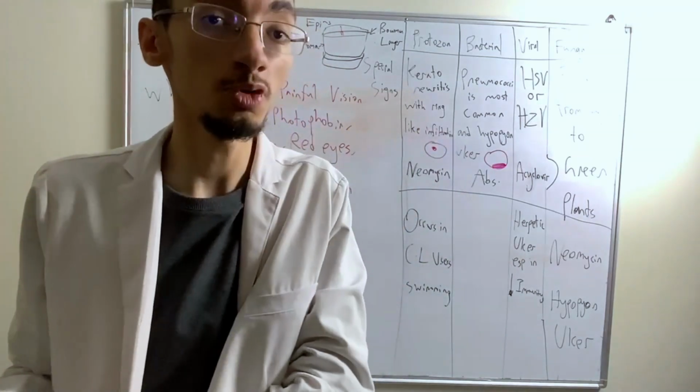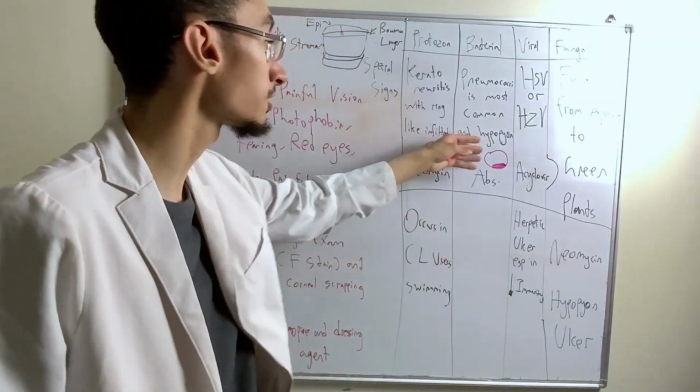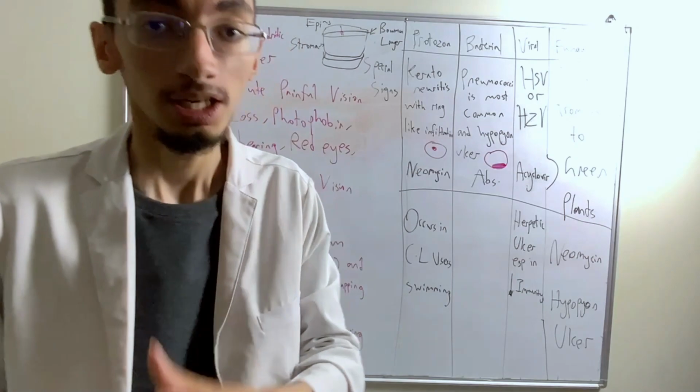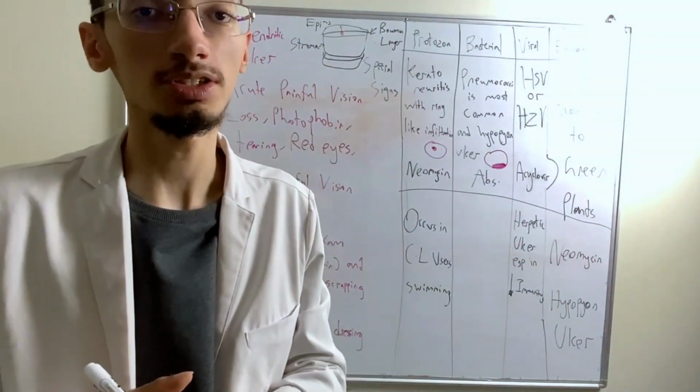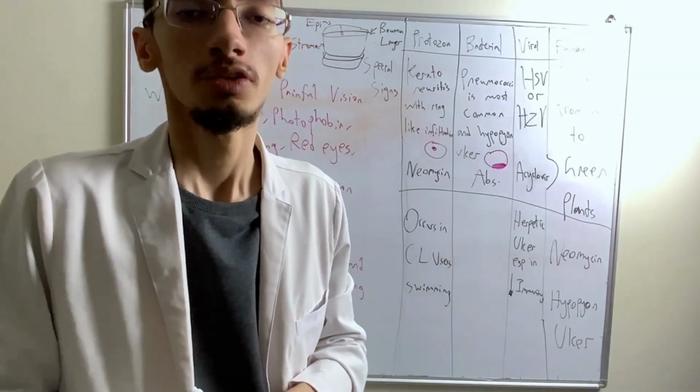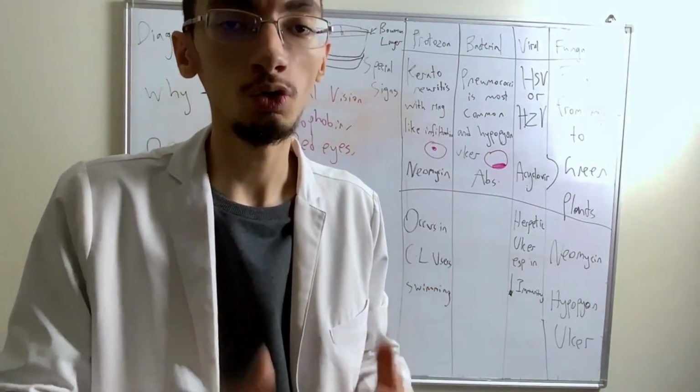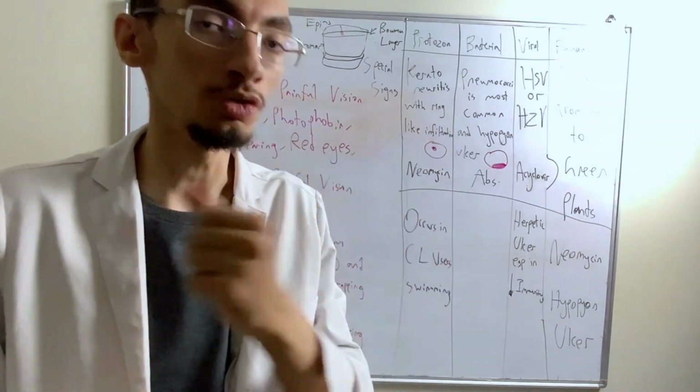Is this specific for bacterial keratitis? No. There are other causes of hypopyon, a sign of it. It could be seen in fungal as well. Hypopyon also in fungal keratitis. And in future videos, there will be a hypopyon seen also in endophthalmitis and uveitis.